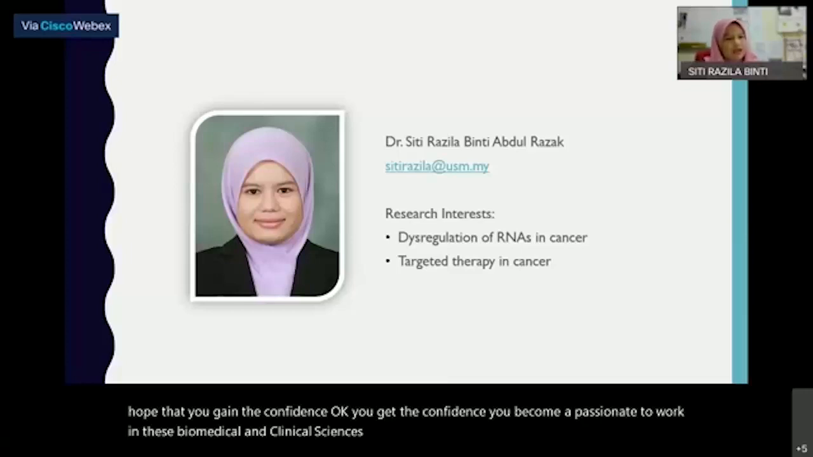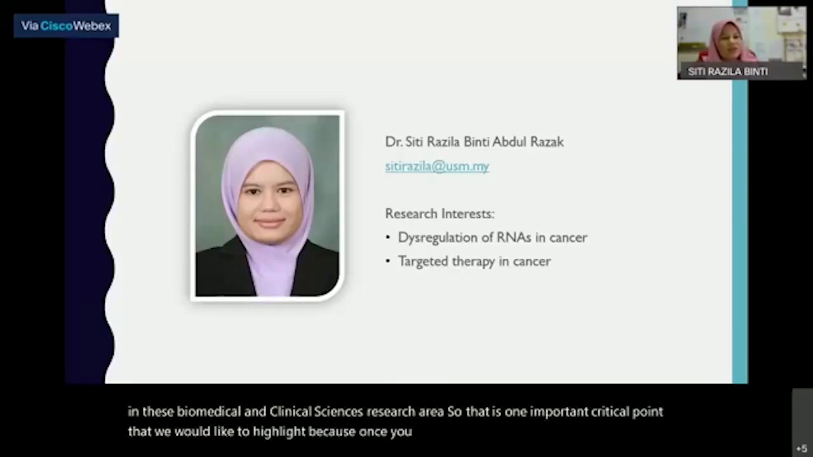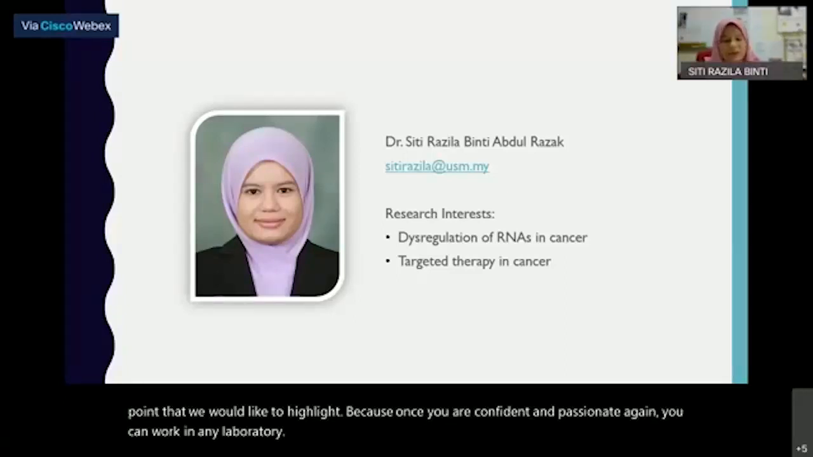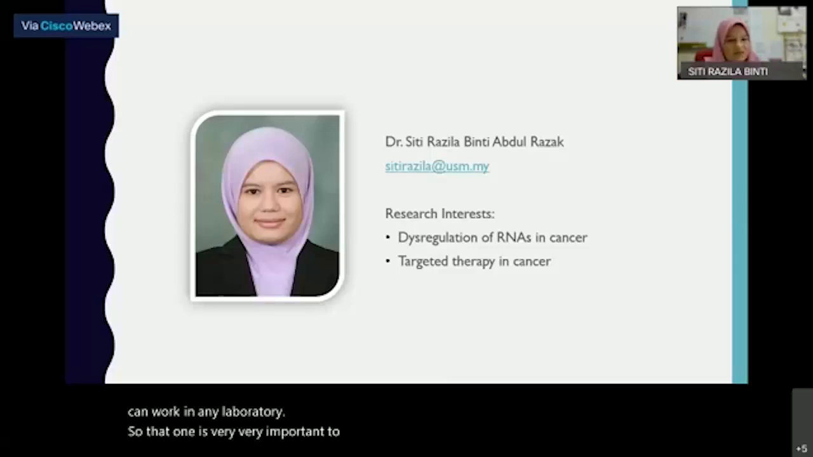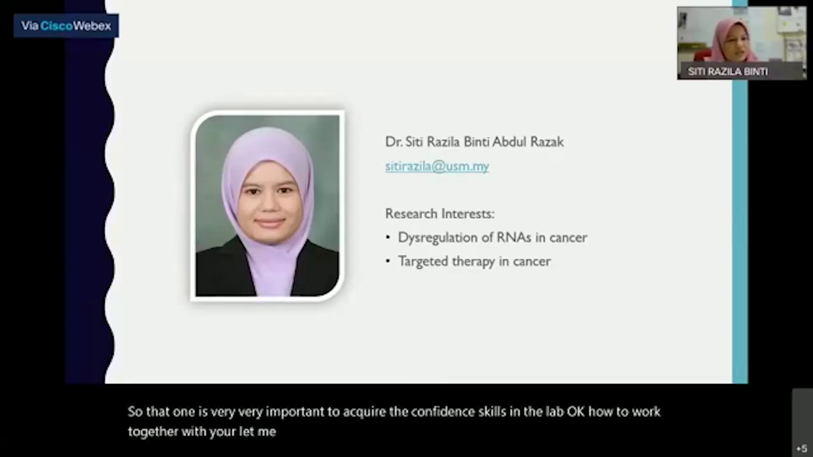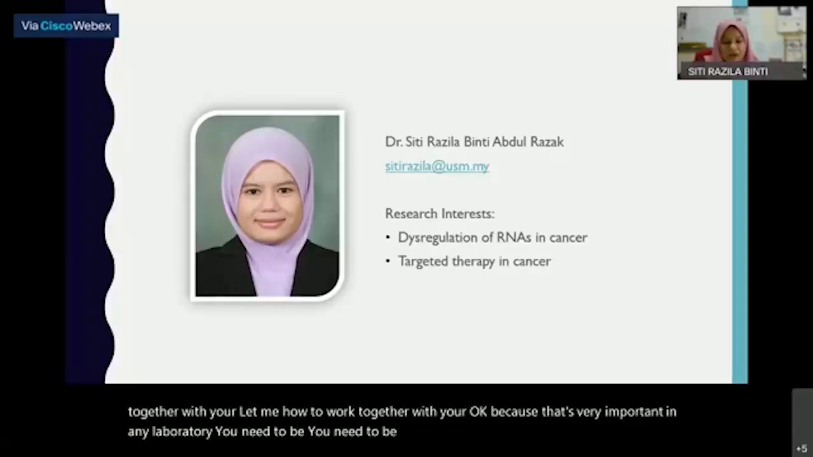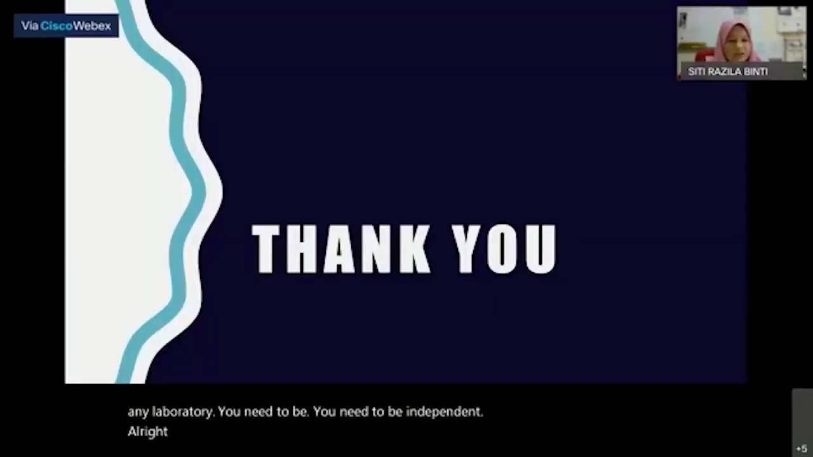Okay, so that is one important critical point that we would like to highlight, because once you are confident and passionate, you can work in any laboratory. It is very important to acquire the confidence and skills in the lab: how to work together with your lab mates, how to work together with your seniors. In any laboratory, you need to be independent to work in the lab.